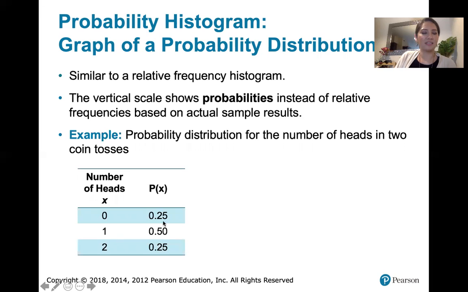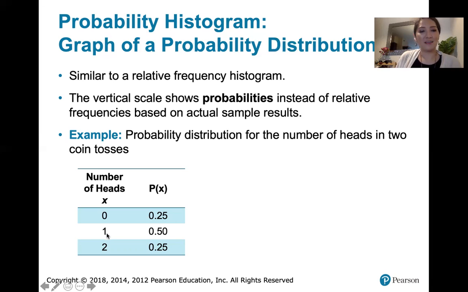So here's a probability distribution in the form of a table for the number of heads that you get when you toss a coin twice. Now remember what the sample space was. You could get heads and then heads. You could get tails and then tails, or you could get a head and then a tail, or a tail and then a head. So the chance of getting no heads, that's 2 tails, is 1 out of 4 possibilities. So that has a probability of 0.25.